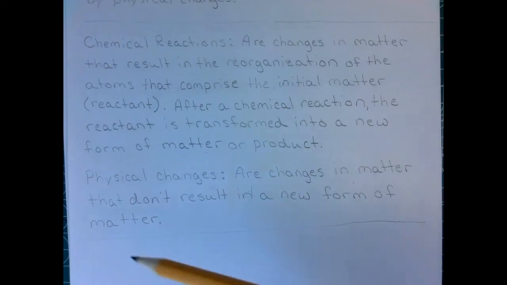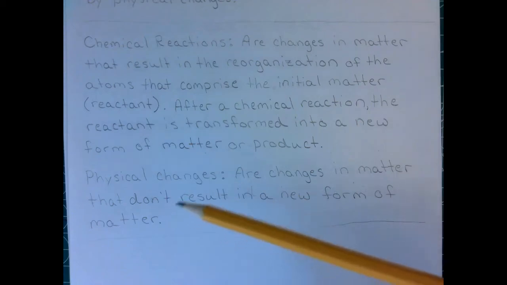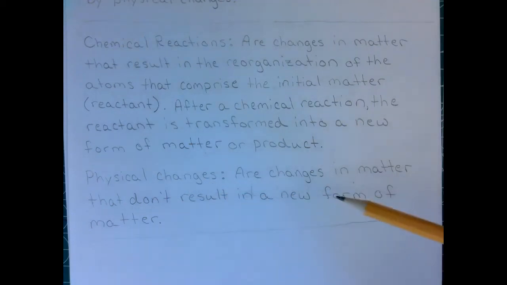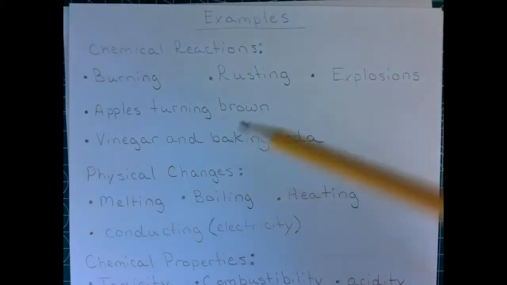And then physical changes are basically anything that isn't a chemical reaction. So physical changes are the changes in matter that don't result in a new form of matter. So let's look at some examples here.